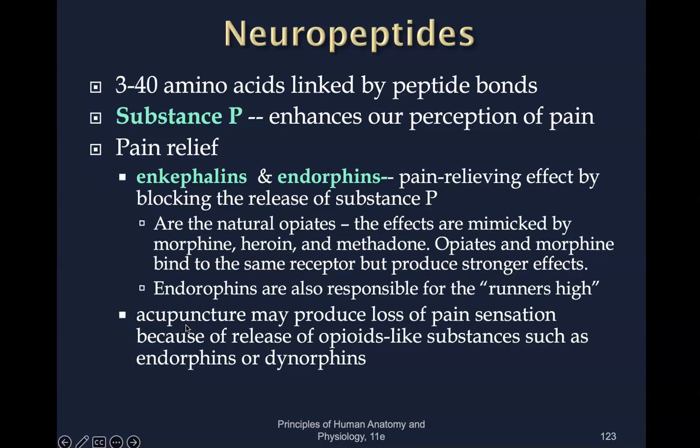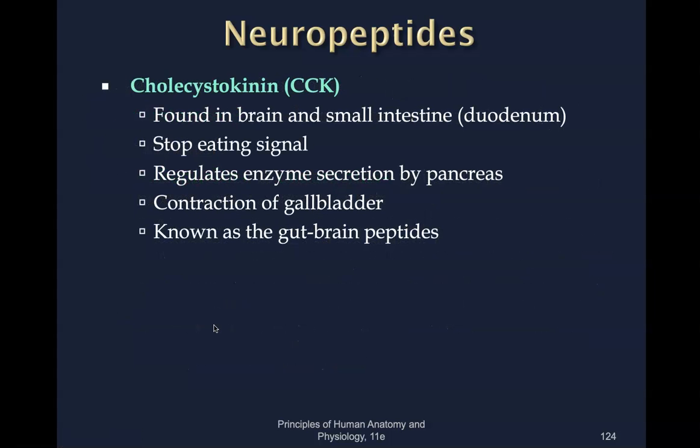Now, acupuncture can actually produce loss of pain sensation because of the release of opioid-like substances such as endorphins. So there is some actual science behind the use of acupuncture for pain relief. Really interesting.